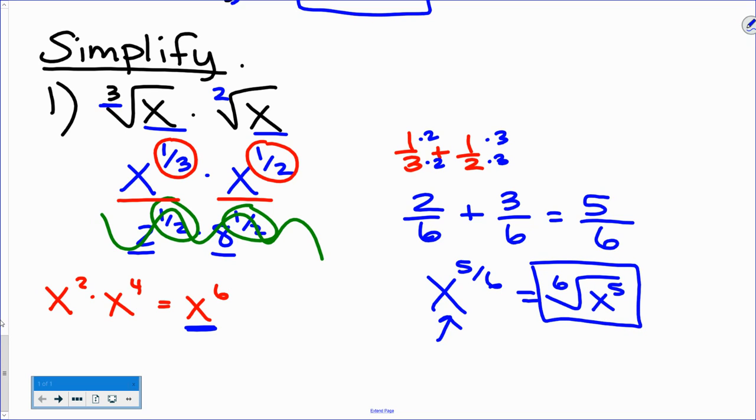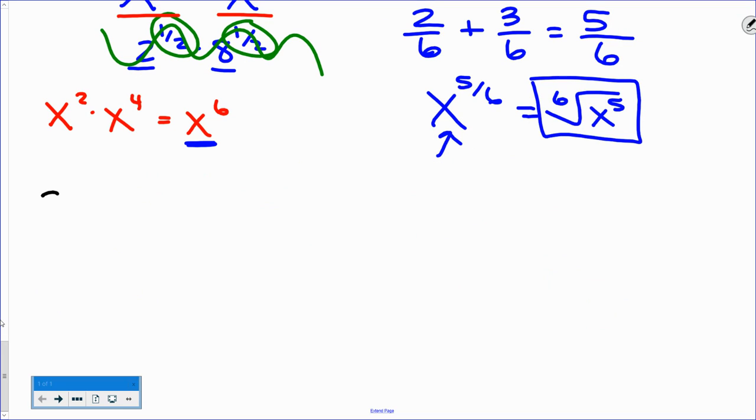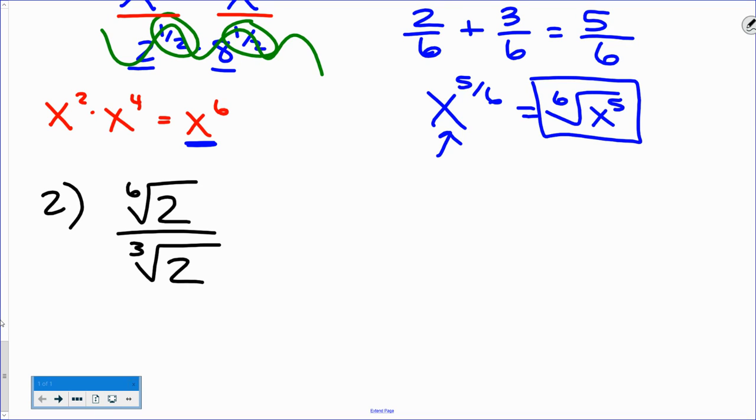Okay, one last problem. Pretty similar to what we just did above, but now instead of multiplying, we will look at division. So the 6th root of 2 over the cube root of 2. Okay, very similar situation. I can't divide those 2's. I don't get 1 because I have different roots on the top and the bottom. I have a 6th root and a cube root. I cannot do any division. The only thing I can do is change them to their exponent form. And if I have the same base, then I can use some exponent rules.